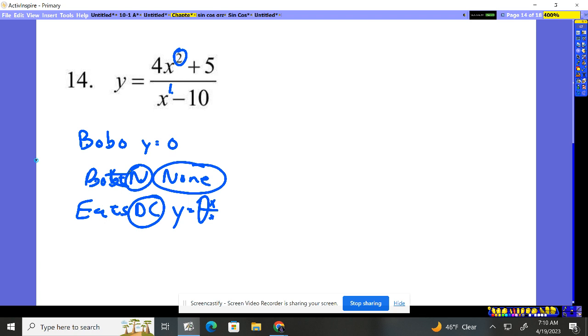Now, what about vertical? Vertical is what the x can't be. It's sort of the domain idea. In this case, we just take the bottom and set it equal to 0, because we know x can never be a 0 down there. So we want to draw a line where that 0 would occur. So what's going to make that? Well, that's obviously when x is 10, because 10 minus 10 would give you 0. So the vertical asymptote is going to be at x equals 10.